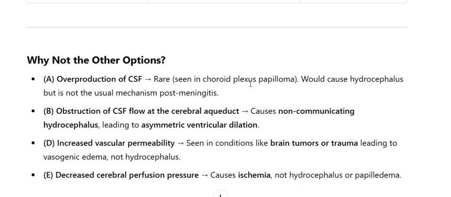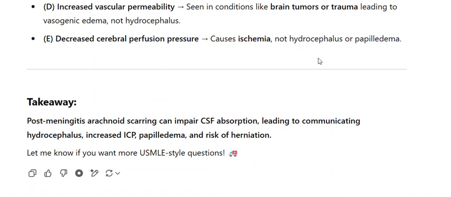D. Increased vascular permeability, seen in conditions like brain tumors or trauma, leads to vasogenic edema, not hydrocephalus. E. Decreased cerebral perfusion pressure causes ischemia, not hydrocephalus or papilledema. Takeaway. Post-meningitis arachnoid scarring can impair CSF absorption, leading to communicating hydrocephalus, increased ICP, papilledema, and risk of herniation.